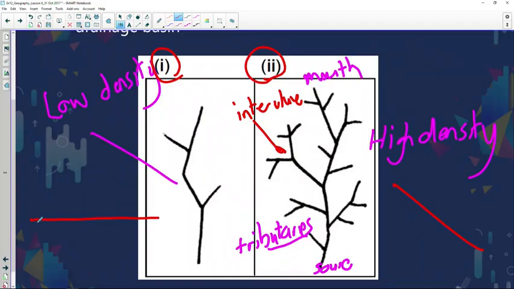Now, when the gradient is gentle, will the water have time to infiltrate? Yes. So that means there's going to be less surface runoff. So if you look at Drainage Basin 1, the chances that the gradient is gentle, and the chances that the gradient is steep with the high density is more likely.